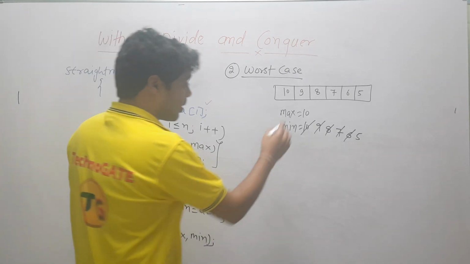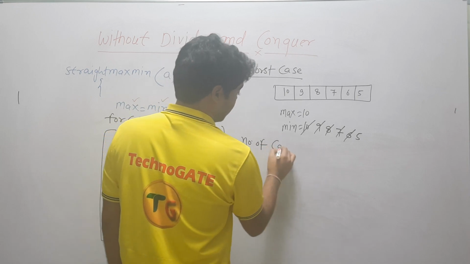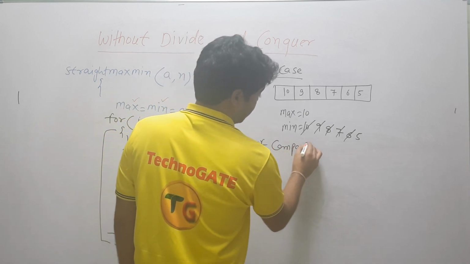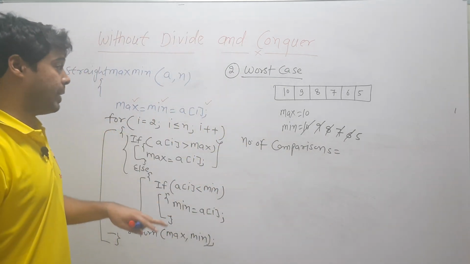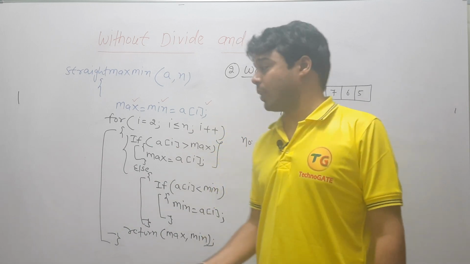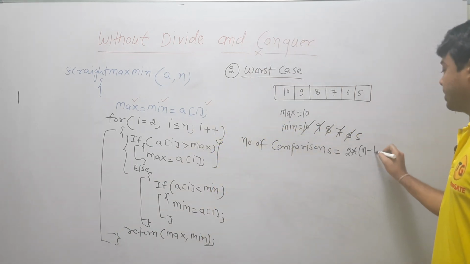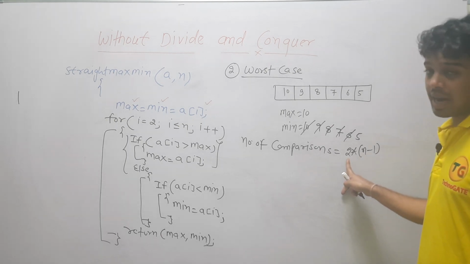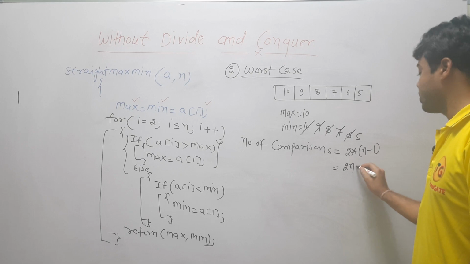So what is the number of comparisons in the worst case? For every element there are two comparisons, and there are n minus 1 elements. So 2 into n minus 1 comparisons, which is 2n minus 2 here.